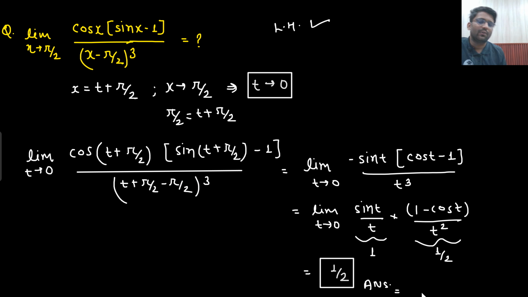Otherwise L'Hopital will take a lot of time. So we just need to think. How will we think? Sir, this x tending to pi/2 is troubling me. So I will put x = t + pi/2. Then t will tend to 0. If t tends to 0, then cos(t + pi/2) is becoming minus sin t. Then this is becoming cos t - 1. Then (1 - cos t)/t square, and sin t / t. 1 into 1/2, the answer is 1/2. So this is how we need to think.